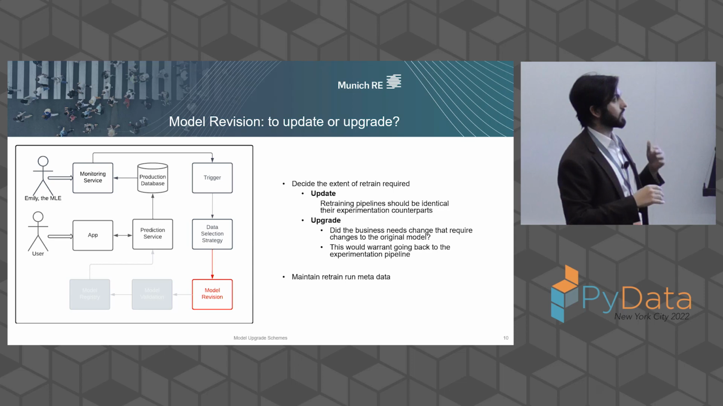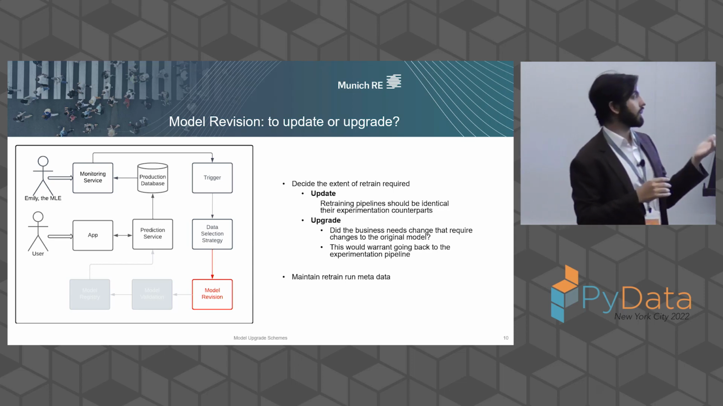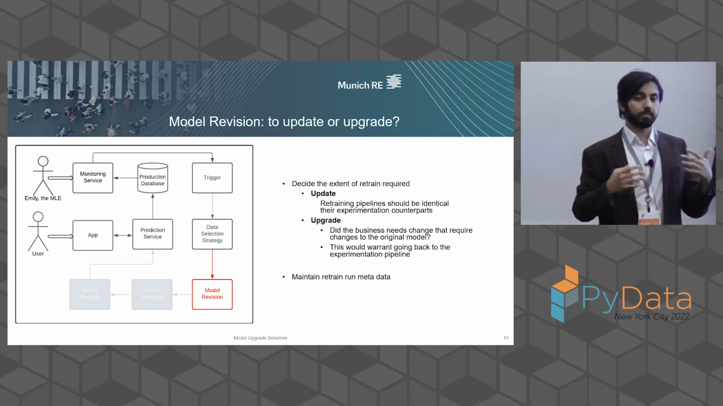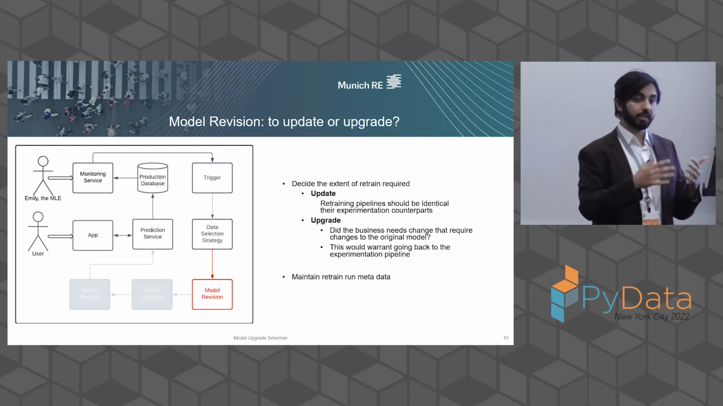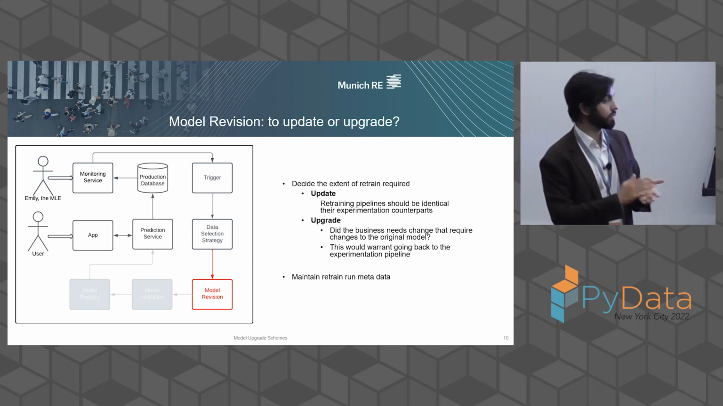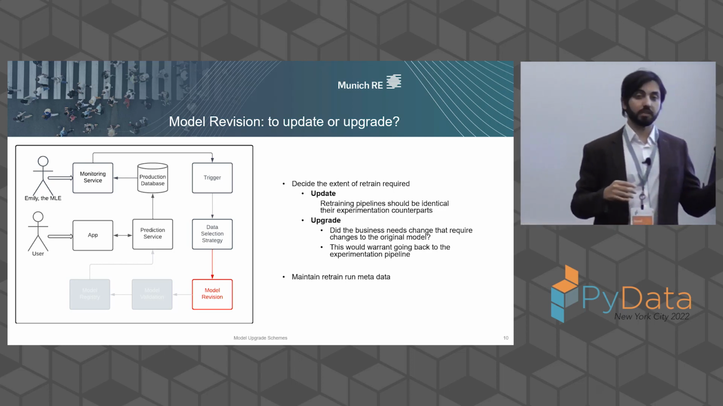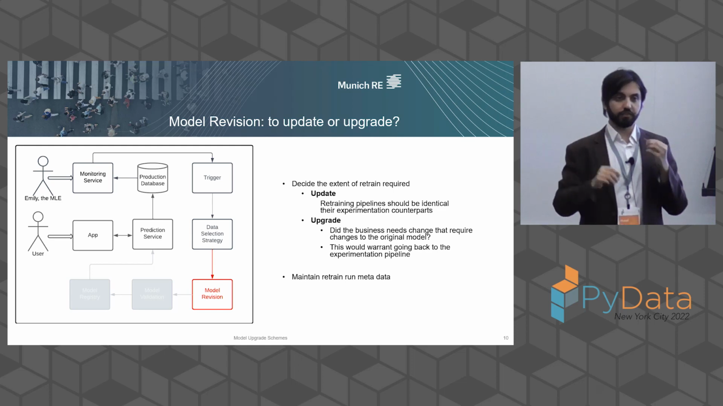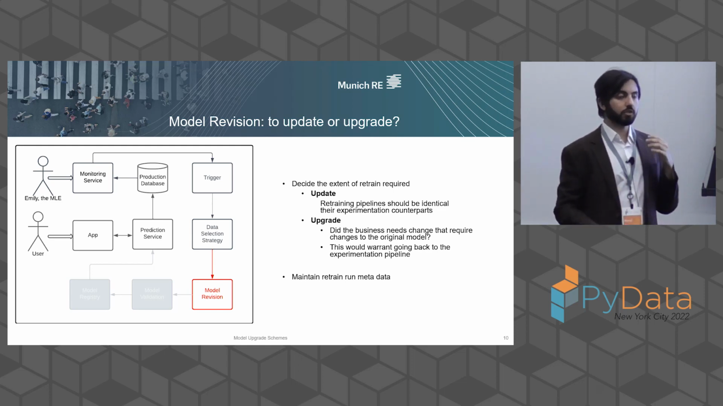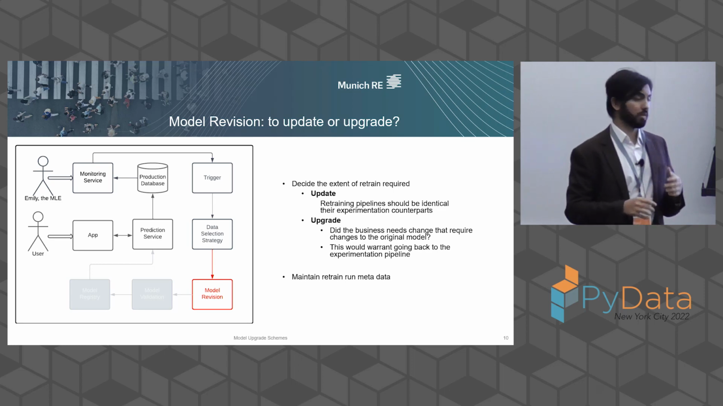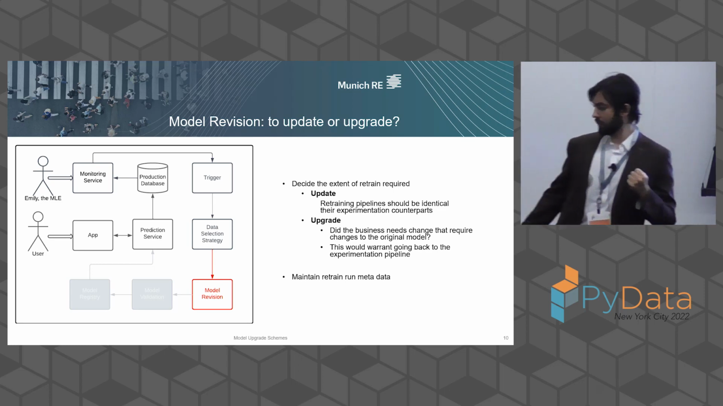So updates and upgrades are kind of different there. The update, if you're updating your model, that's ideal. Continuous training pipelines should ideally be identical to their experimentation counterparts. Also, one very important thing is to maintain retrain run metadata. Remember that if anything fails, we need to have a full fallback option, and we should be able to go back to whatever our previous run essentially was.